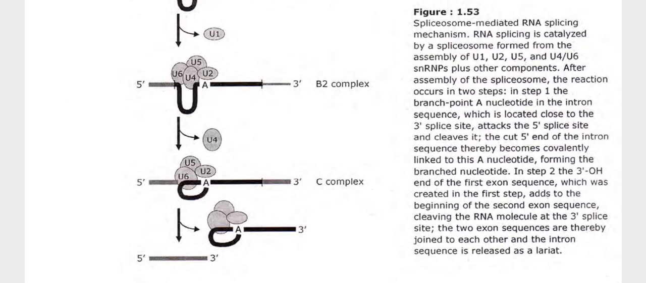Spliceosome-mediated RNA splicing mechanism. RNA splicing is catalyzed by a spliceosome formed from the assembly of U1, U2, U5, and U4 and U6 snRNPs, plus other components. After assembly of the spliceosome, the reaction occurs in two steps.